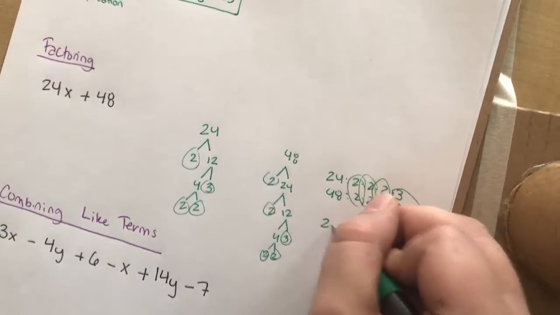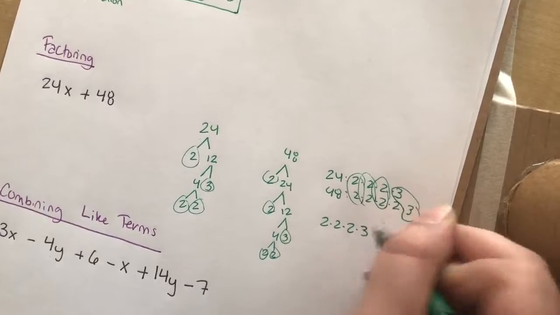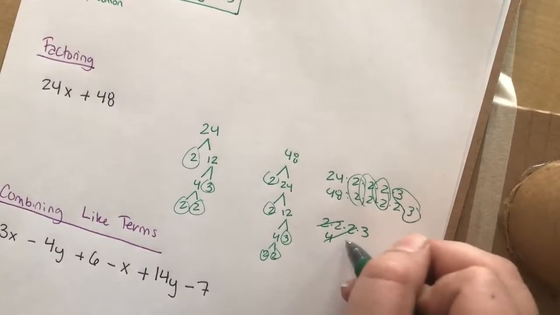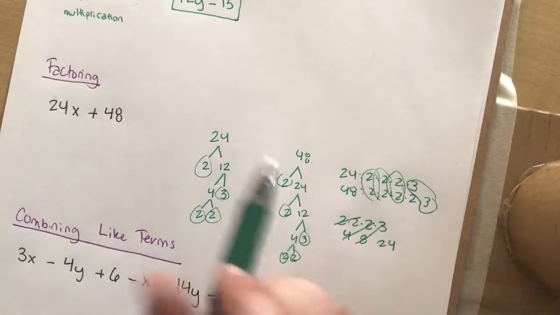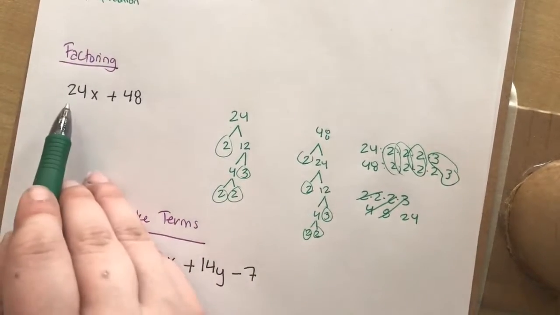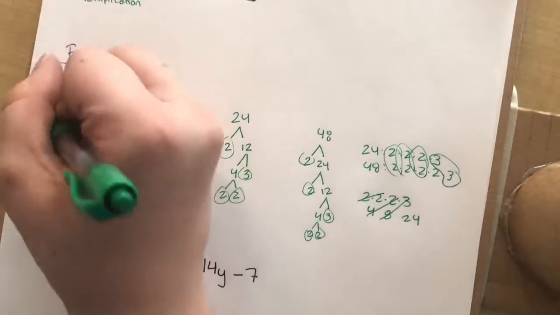So my greatest common factor is going to be 2 times 2, which is 4. That's 8. 8 times 3 is 24. So my greatest common factor between 24 and 48 is 24. 24 goes, so I'm going to pull that out.